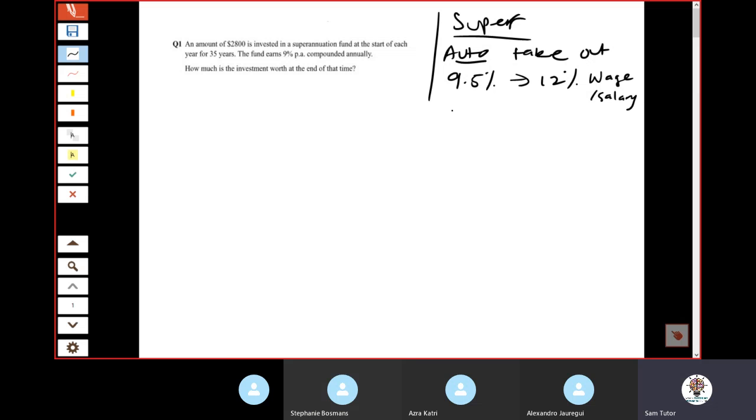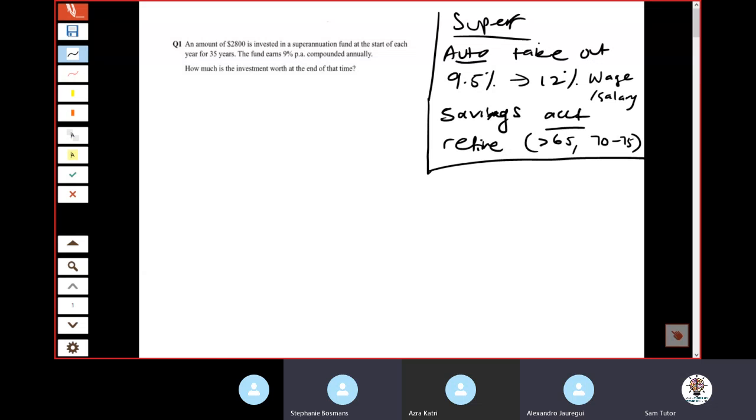and put it in a savings account until you retire, which is usually around above 65. Again, by the time you guys are going to be working, it is looking around 70 to 75 because we're living longer. Any questions about that right now? So it's good from a long-term point of view, right?